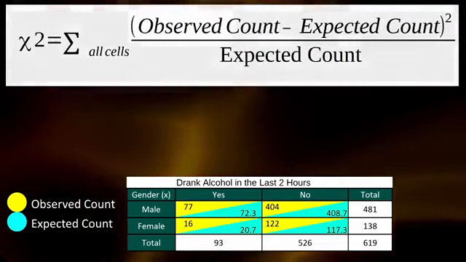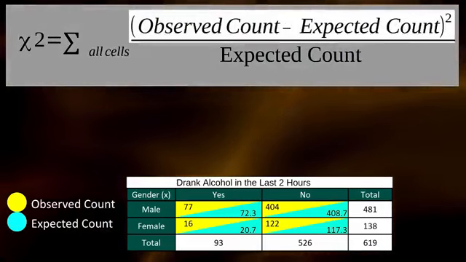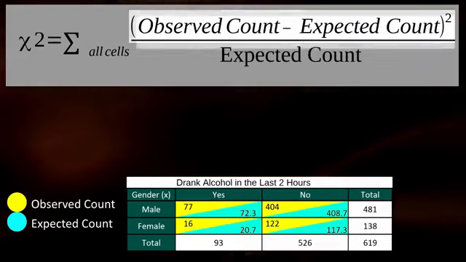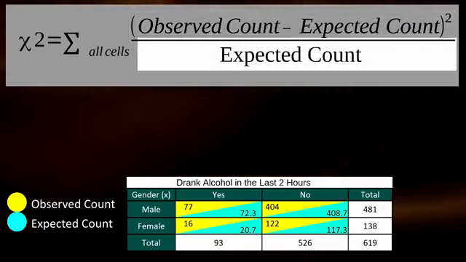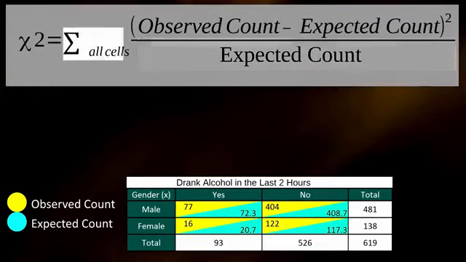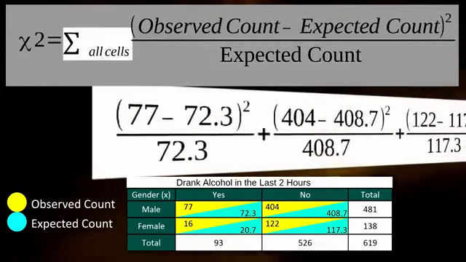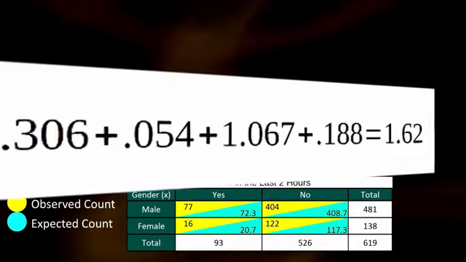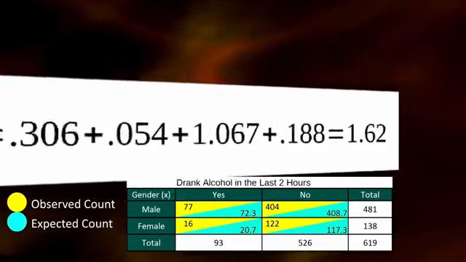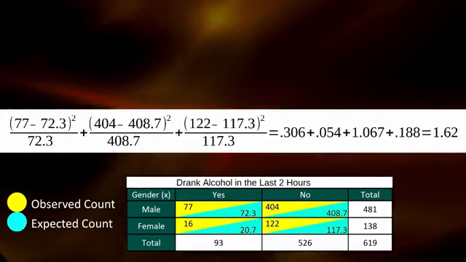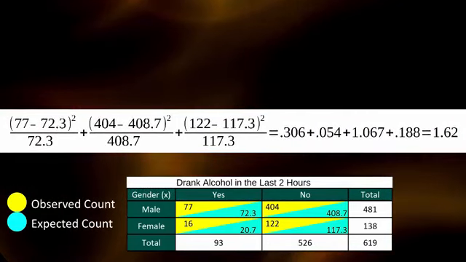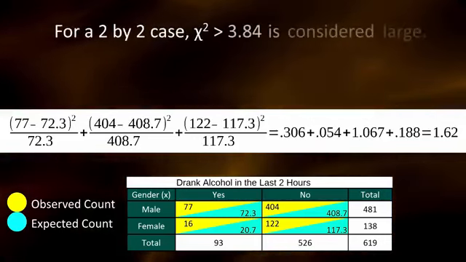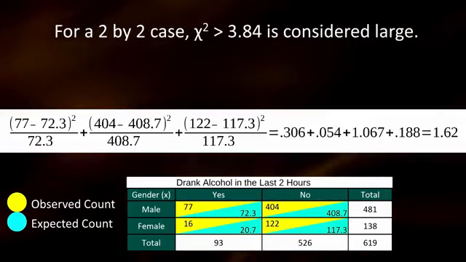Here's the formula. For each cell, we take the observed count, subtract the expected count, and square that value. This value is then divided by the expected count, and then this number is summed for all of the cells in the table. Once the chi-square statistic has been calculated, we can get a feel for its size. Is there a relatively large difference between what we observe and what the null hypothesis claims, or a relatively small one? It turns out that, for a 2x2 case like ours, we're inclined to call the chi-square statistic large if it's larger than 3.84.